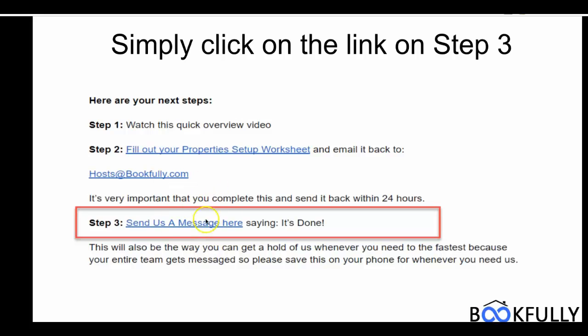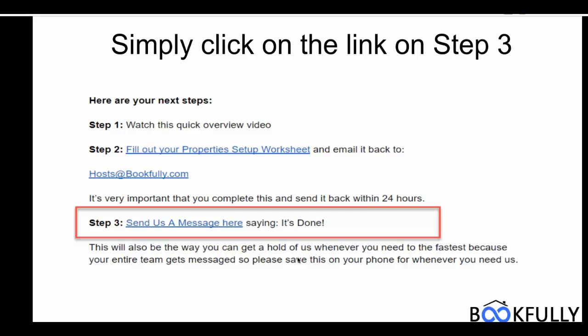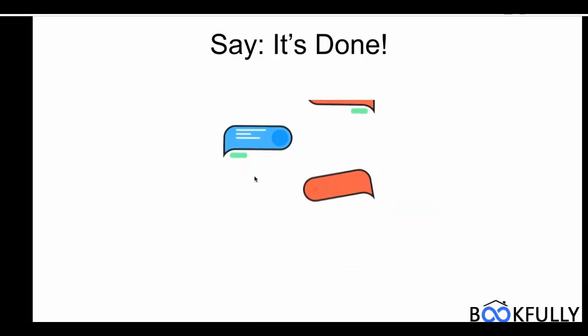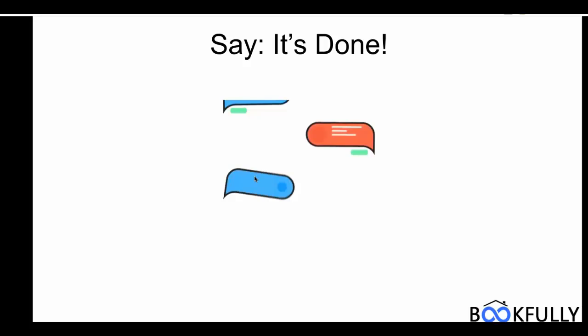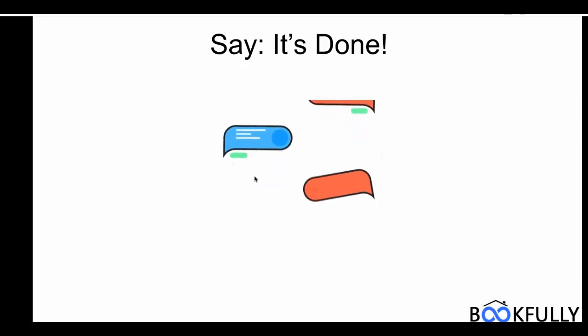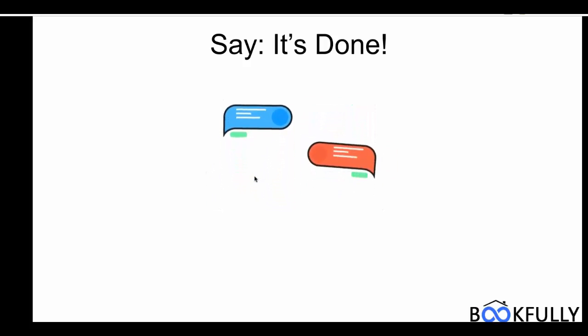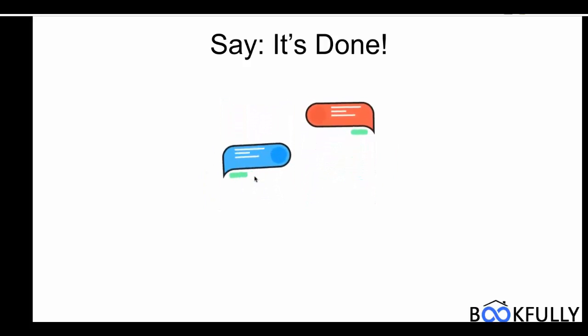For your final step, which is step 3, go back to the one-page setup document we emailed you that looks like this. And then just click on the link on step 3 as you can see here. When you click on the link, it will open up the chat messenger and simply send us a quick message saying it's done. This will also be how you can chat with us anytime you need help or have any questions. Your entire Bookfully team gets the message when you send a message here, so this is the fastest and most efficient way for us to have great and instant communication.